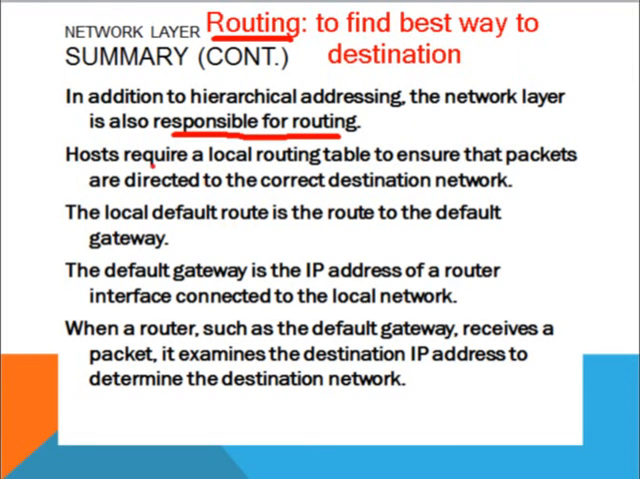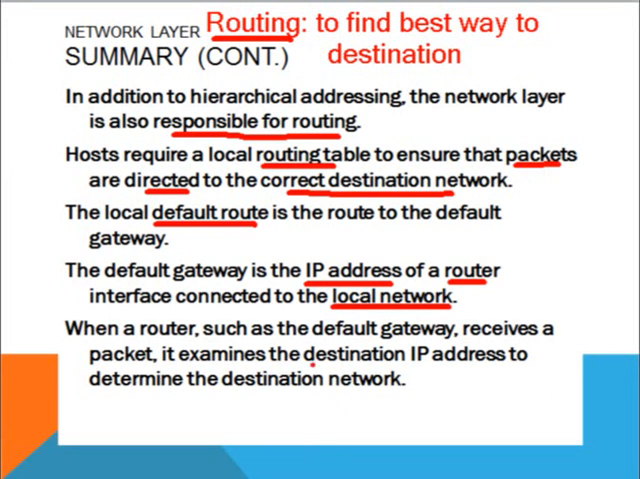So we can also configure the hosts with a routing table so that the packets will know how to go to the correct destination network. And in the event that packets are lost, you will always have what we call the default route to reach the default gateway. The default gateway is essentially the IP address of a router to the local network. When the router on the default gateway receives the packet, it will examine the destination IP address to try and find the destination network.